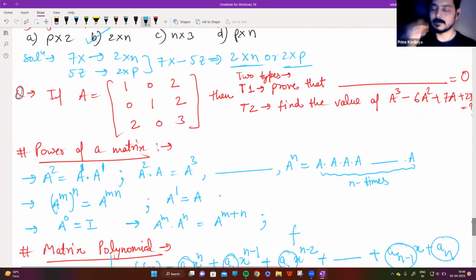How do we do that? Very simple. We are given A. We will find out A square. We will find out A cube. We will find out all the possible things which are needed for the expression. So first I need A cube, then I need 6A square, then I need 7A, then I need 2I. I will find all of them, put them here, and find the value. This is just calculative, nothing very fancy or conceptual or too hard. You will take some time to solve this, but it's doable. So we have A, we will find A square, A cube, and then put these values in to get the answer.